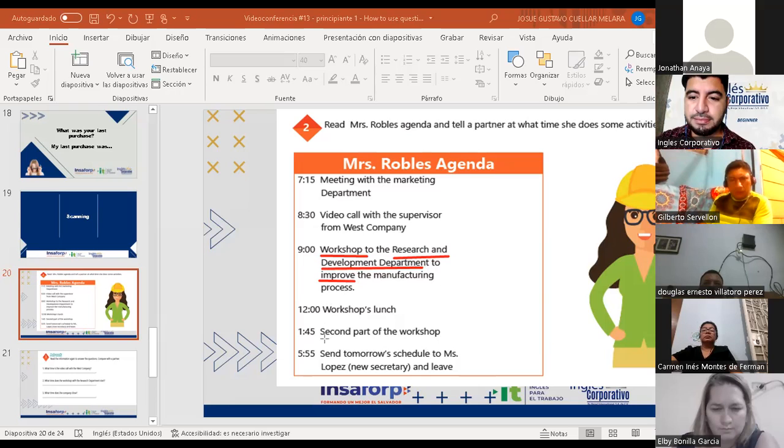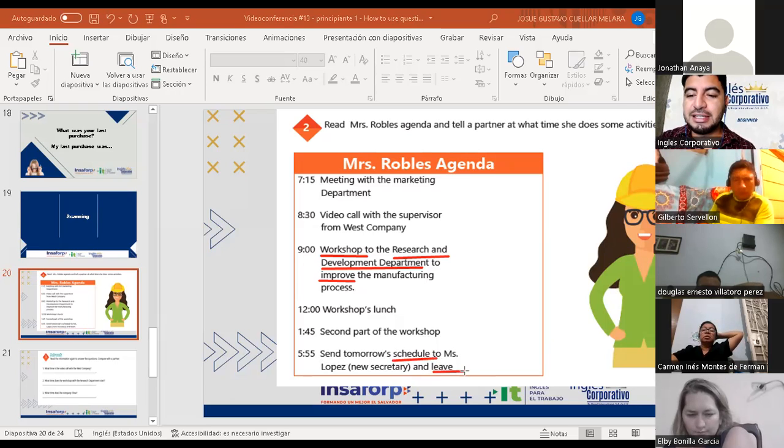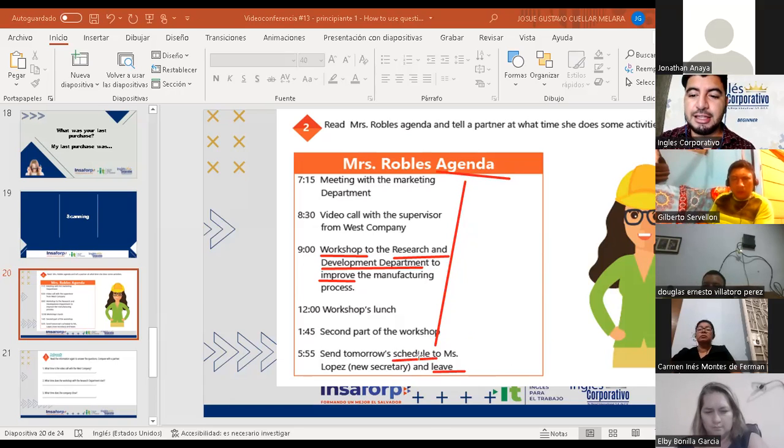Improve manufacturing process. Tenemos workshops lunch, que es el almuerzo del taller, de la capacitación. Second part of the workshop, fácil de identificar, ¿verdad? La segunda parte del taller. Y tenemos la última, send tomorrow's schedule to Miss López. Leave es irse. Schedule significa agenda. Schedule es igual que esta palabra. Agenda, schedule. Mañana vamos a ver la pronunciación de esta, ¿ok?